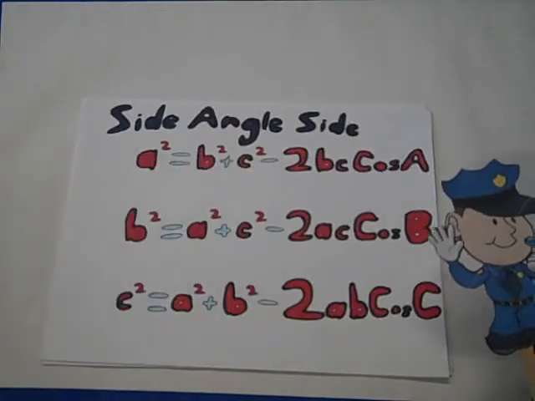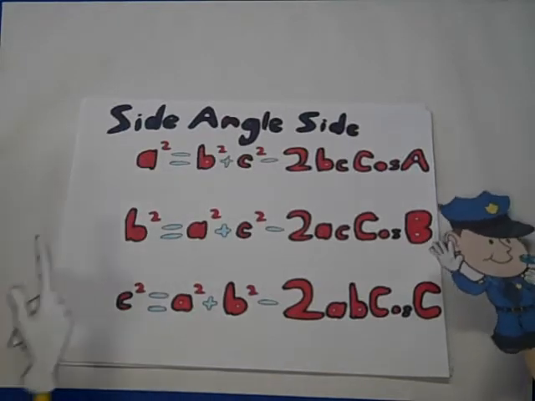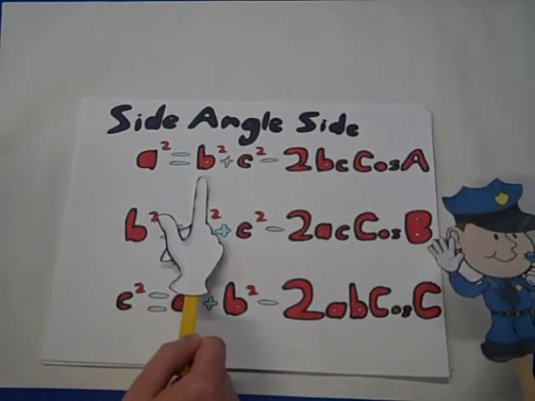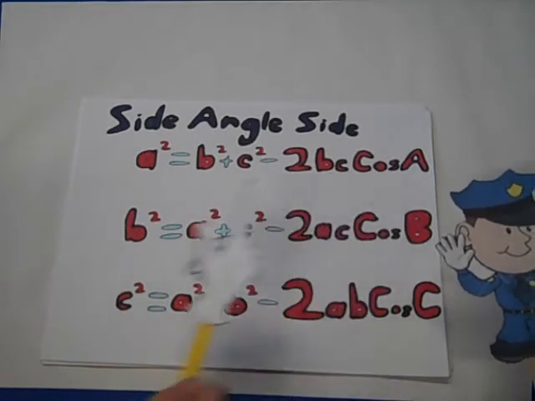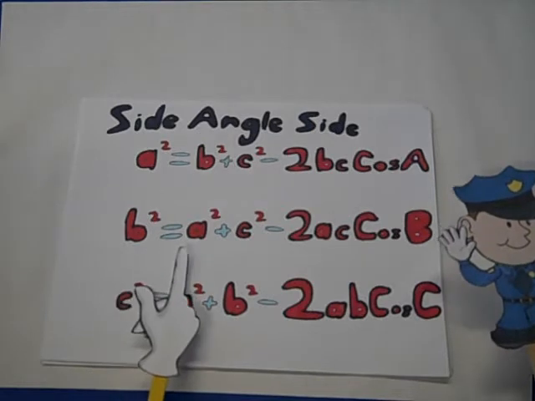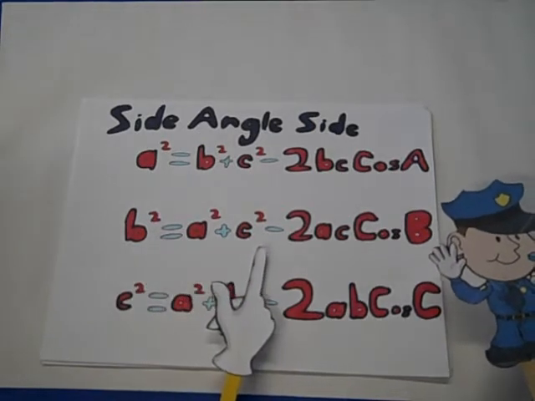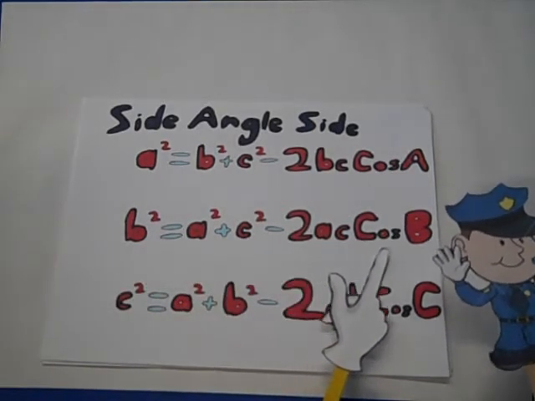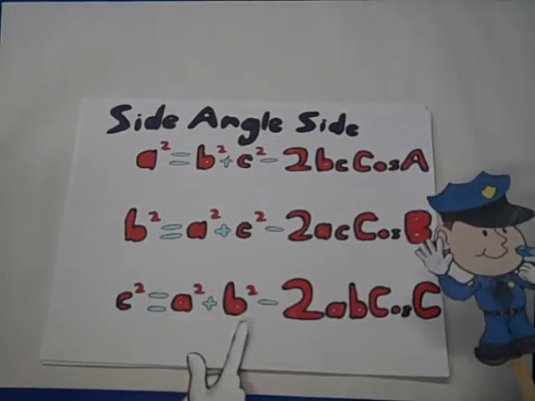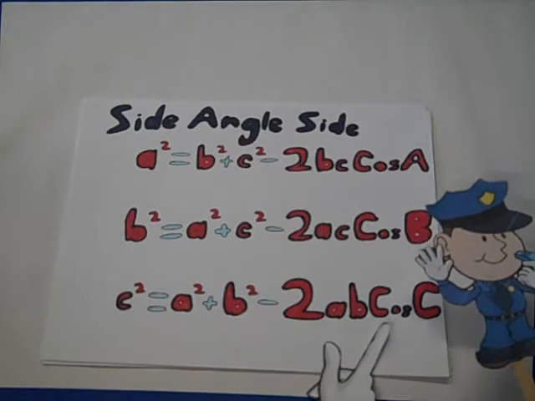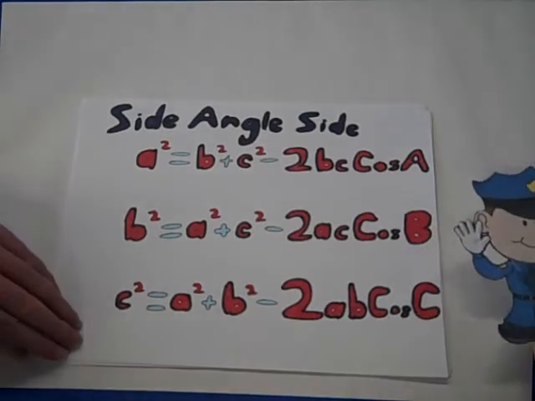We use these equations for side, angle, side. A squared equals B squared plus C squared minus 2BC cosine A, or B squared equals A squared plus C squared minus 2AC cosine B, or C squared equals A squared plus B squared minus 2AB cosine C. But how do I apply these equations?